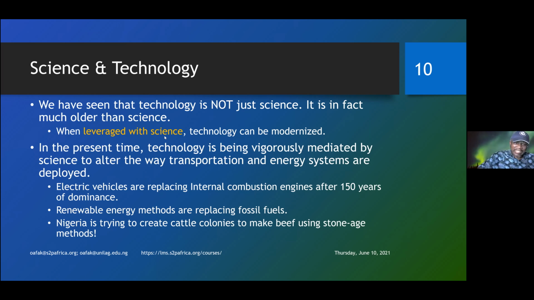So do not use the words science, technology, and engineering interchangeably. They mean specific things. Go to the dictionary, go to Wikipedia, you will know what science is. Science is something specific. Technology is another specific thing. Technology is the things you use to conquer your environment.